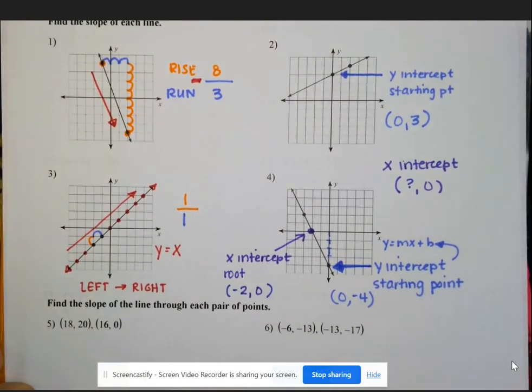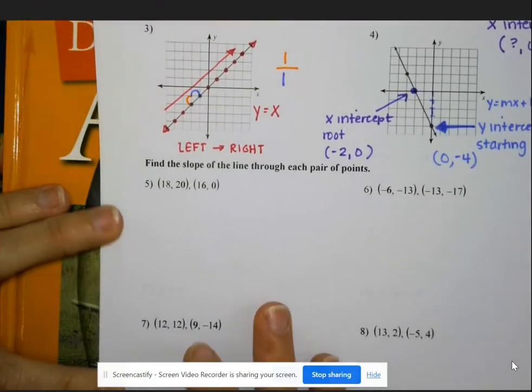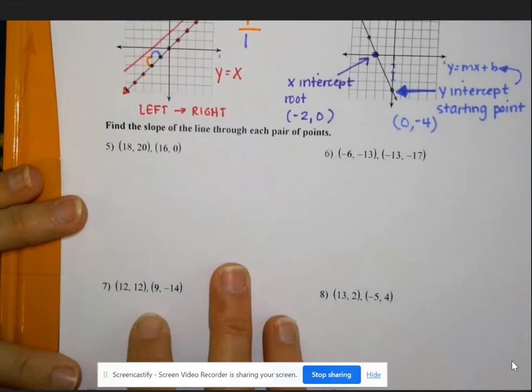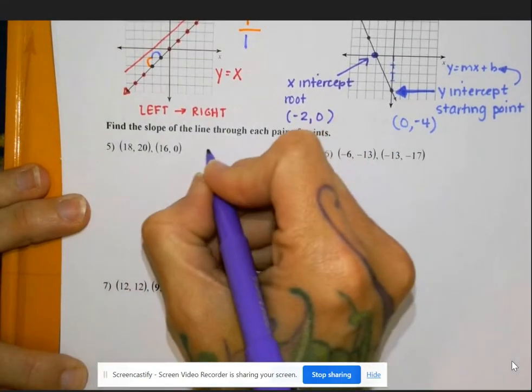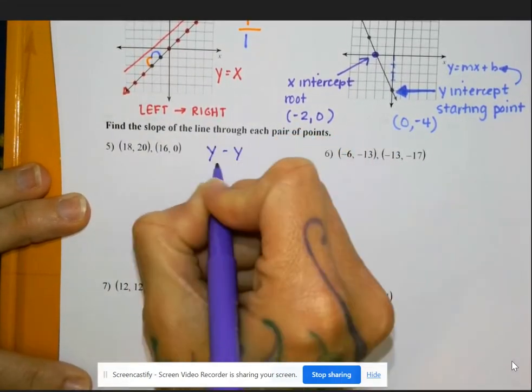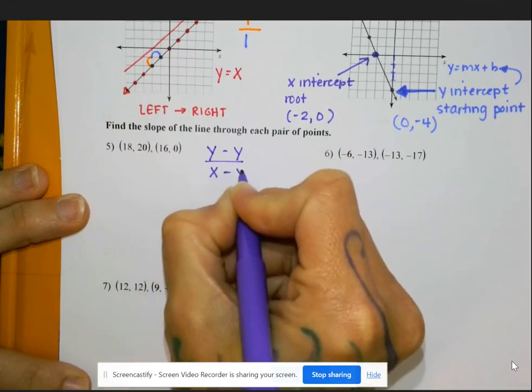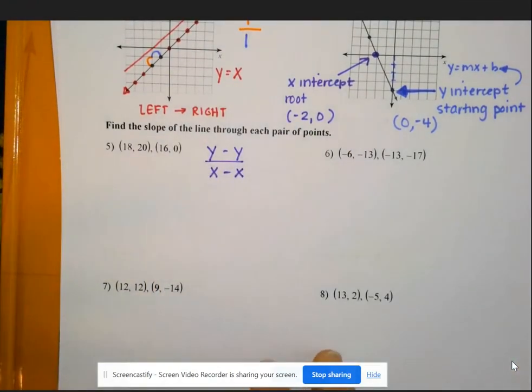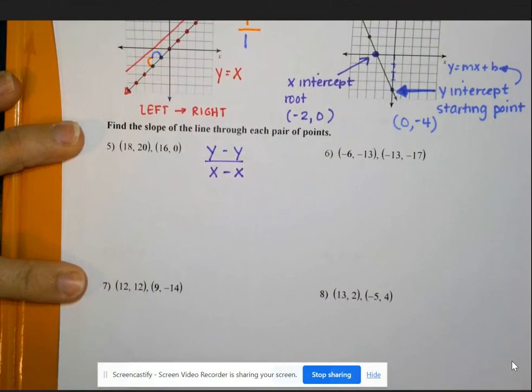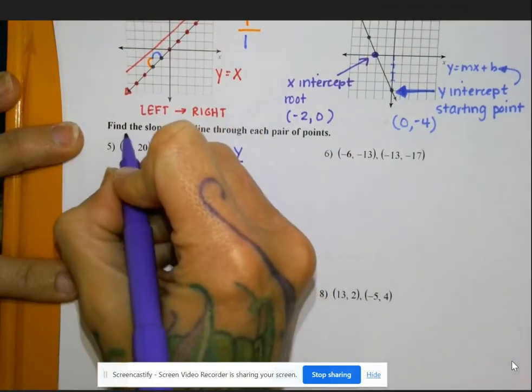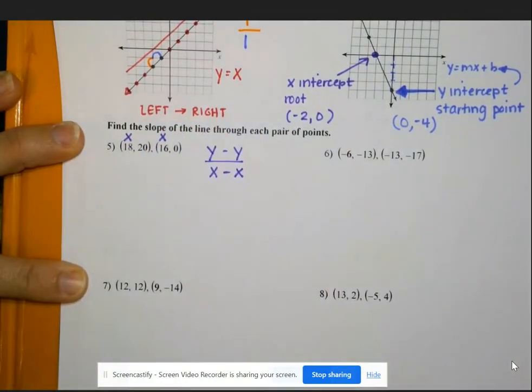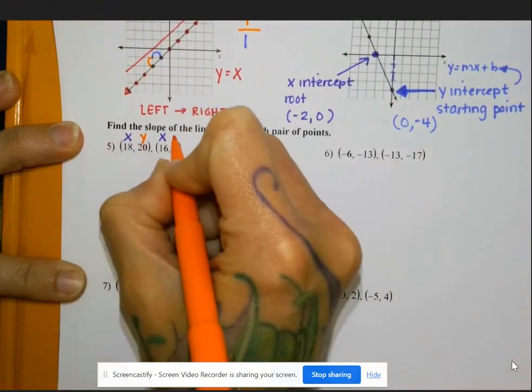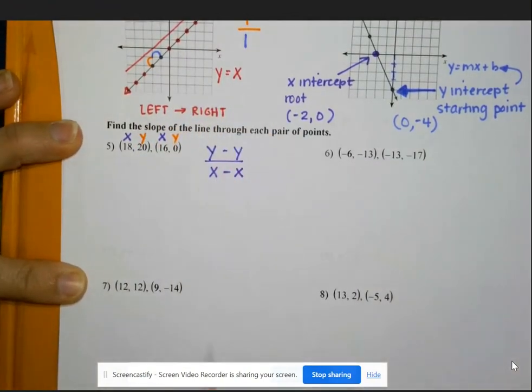All right, so we told you we'd boogie. So find the slope of the line through each pair of points. So I'm given 2 points. The equation is y minus y over x minus x. Now, I've watched lots of students, if you don't label, if you already label and you're great at this, by all means, don't let me stop you, okay?